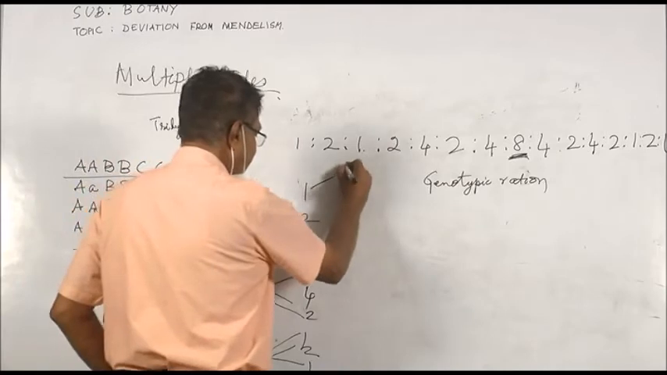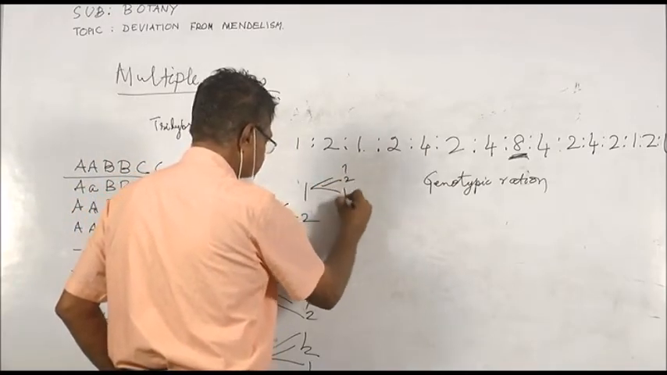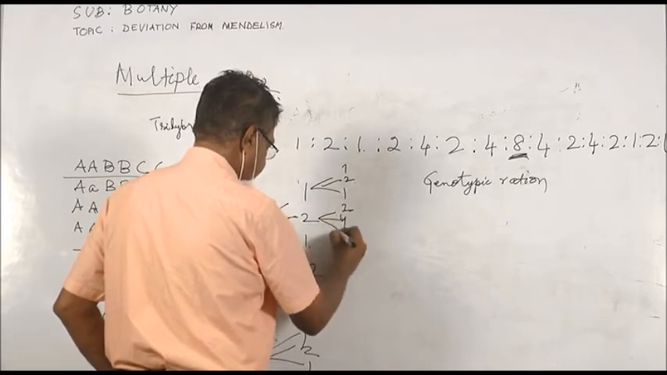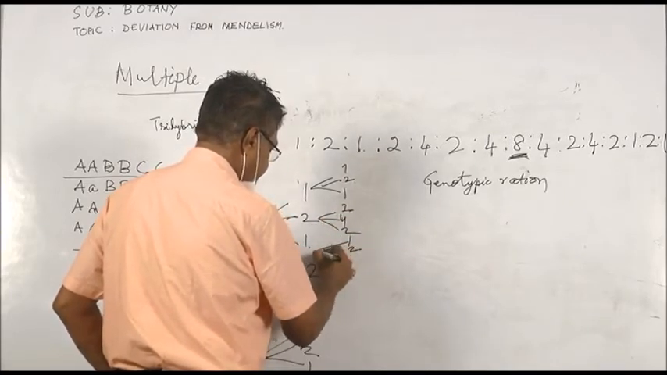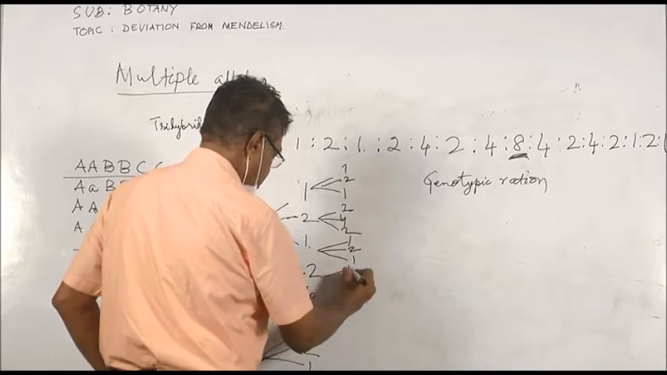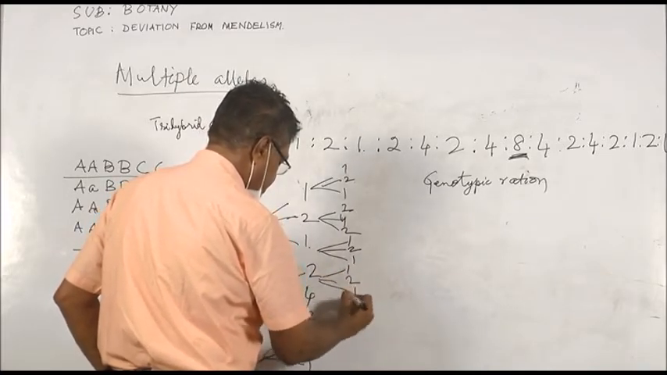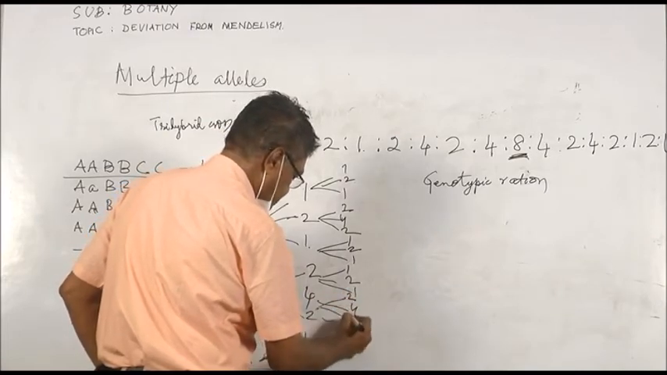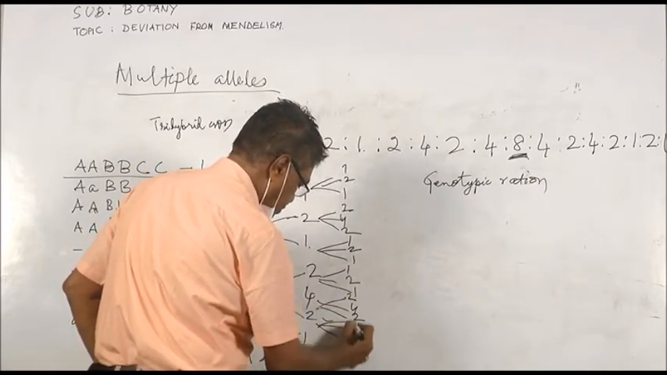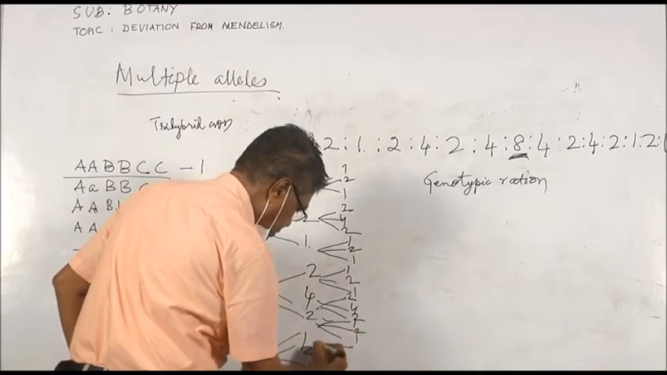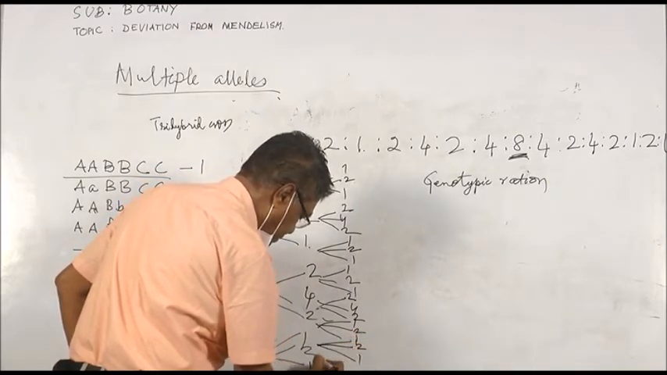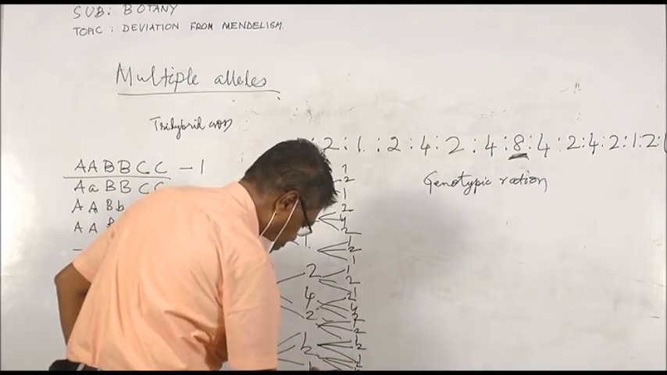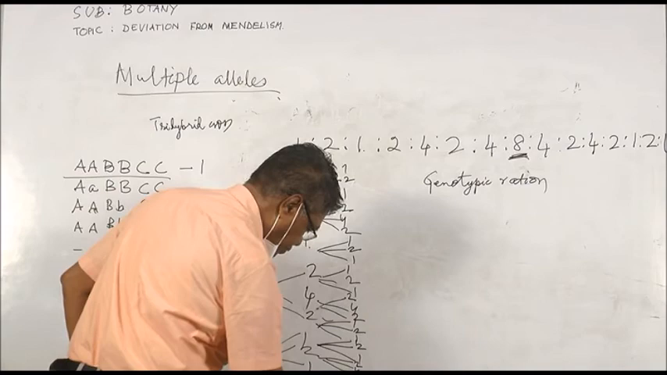Then again 1 to 1, 2, 4, 2, 1 to 1, 1 to 1, 2, 4, 2, 1 to 1, 1 to 1, 2, 4, 2, 1 to 1.